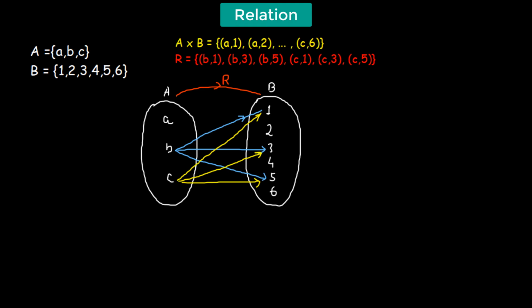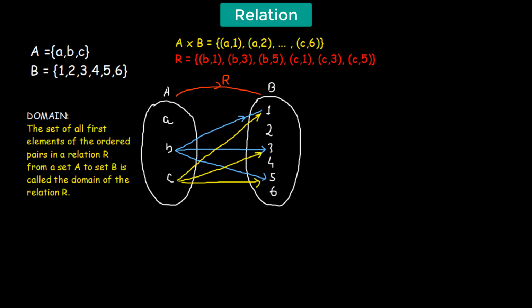The first thing that we can define is the domain of the relation R. So let us define what was meant by a domain. A domain will be defined as the set of all first elements of the ordered pairs in a relation R going from set A to set B. So we have here the set of all first elements, so only the elements that were involved in the relation from set A, that is the consonants B and C.